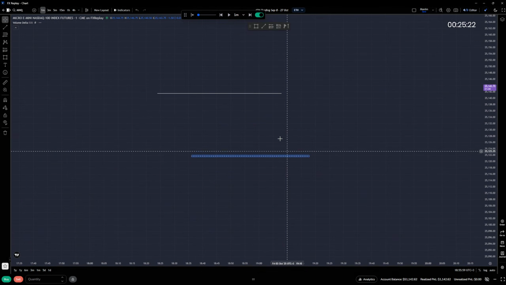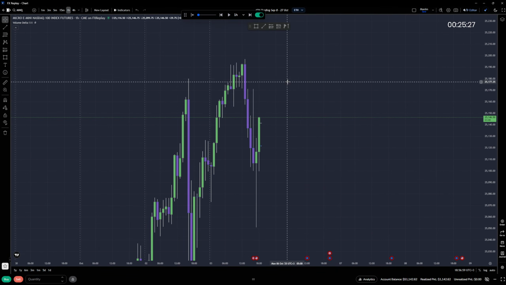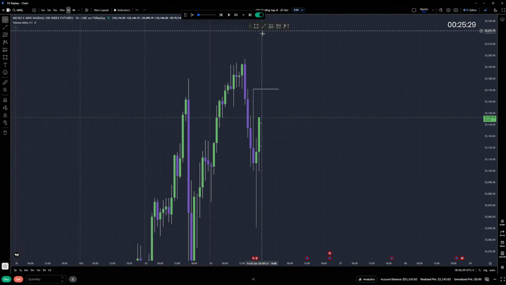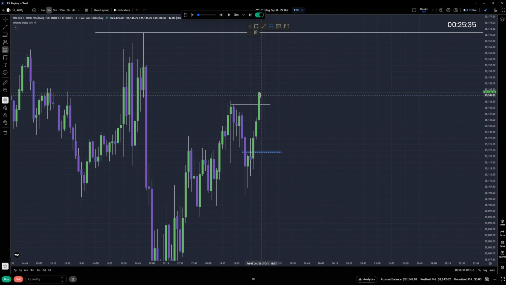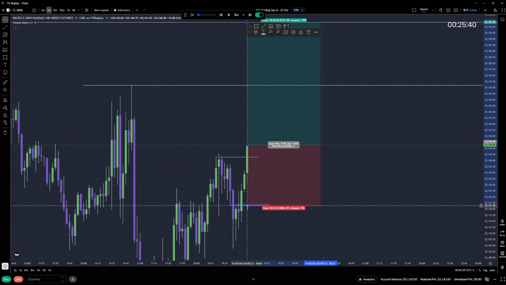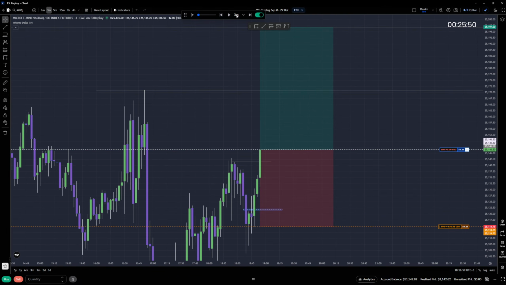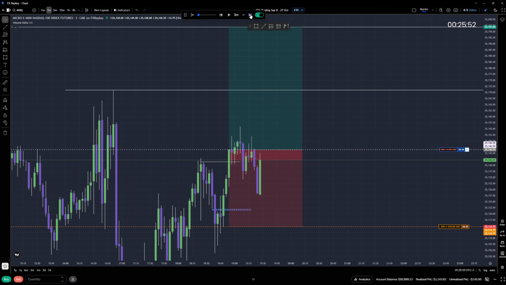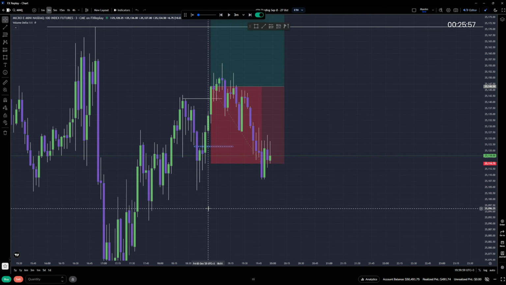I think I will take this on this close. Target this high and this high as well. That will be my entry. And it got me out.